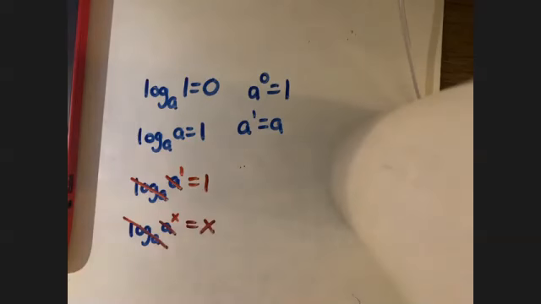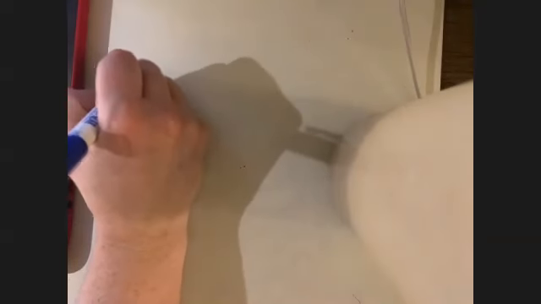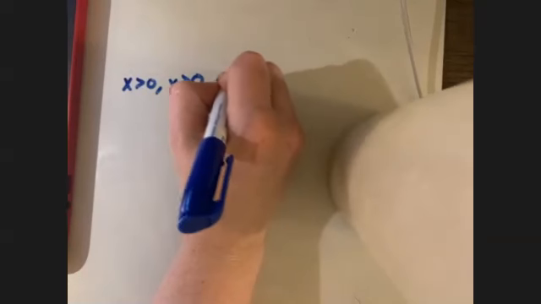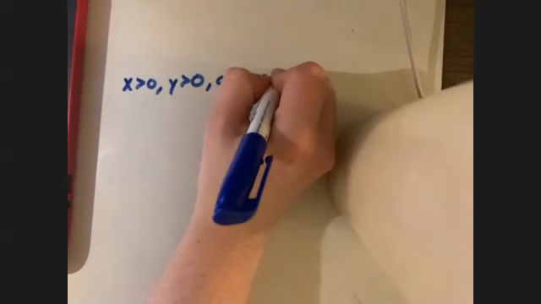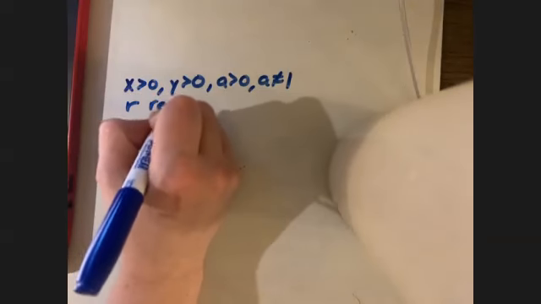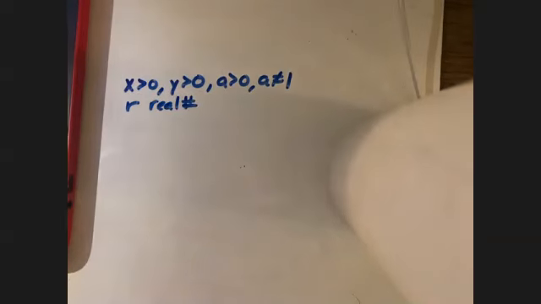Now, we're going to get into some stuff where I talked about some of this stuff is easier in the log format than it is in the others. So, we're going to have that X is greater than 0 and Y is greater than 0. These are going to be things that we're taking the logs of. A, which is going to be our base, is greater than 0, and it's not 1. Okay? And then R is a real number. Okay? So R can be a real number, and that's fine.